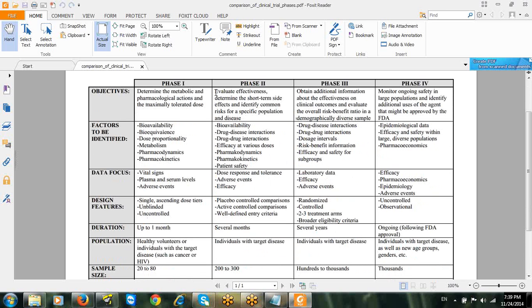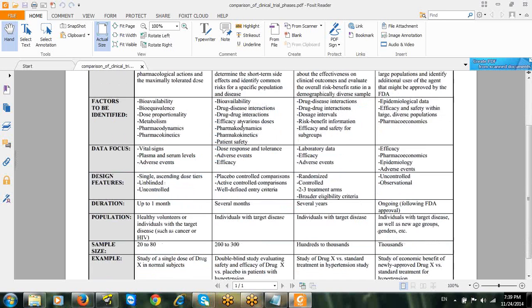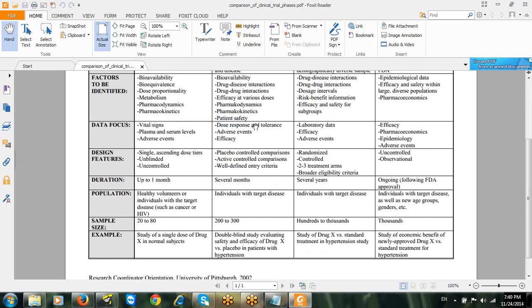Here the objective is to evaluate effectiveness, determine the short-term side effects, and identify common risks for a specific population and disease. Factors to be identified: bioavailability, drug-to-disease interactions and drug-to-drug interactions, efficacy at various doses, pharmacodynamics and pharmacokinetics, along with patient safety. Data that they will collect is regarding dose response, intolerance, adverse events, and efficacy.